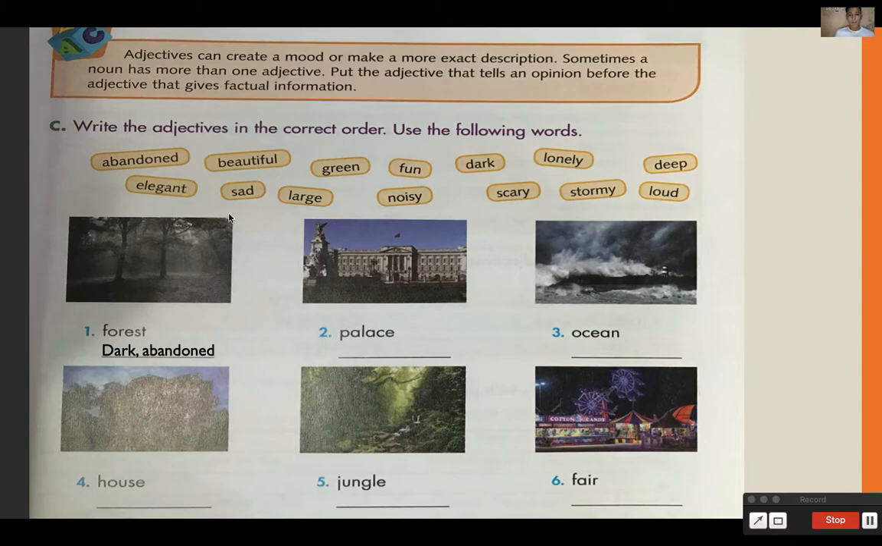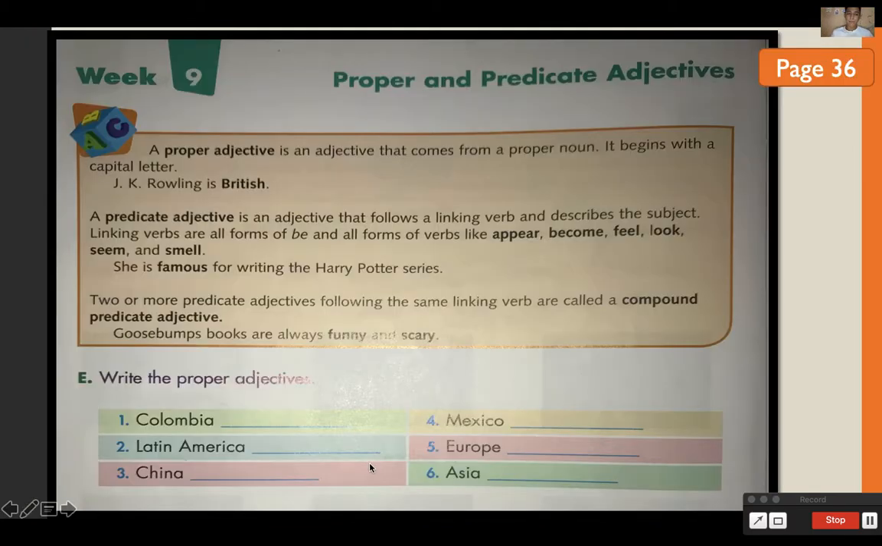For the palace: excellent. Elegant and large. Elegant and large. Opinion and size. For the ocean: excellent. Deep and stormy. And then you have to write the next one for the other ones, okay?